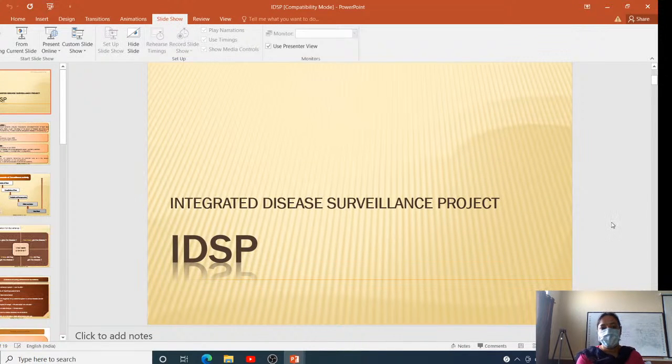Okay, so we are talking about IDSP, or the Integrated Disease Surveillance Project as it is called. This was launched sometime back in 2003 by the Government of India. So almost a decade back it was launched, more than a decade now. Because of various emerging and resurgence of various diseases, the government is required to keep a very close watch on what is happening to the trends of the disease.